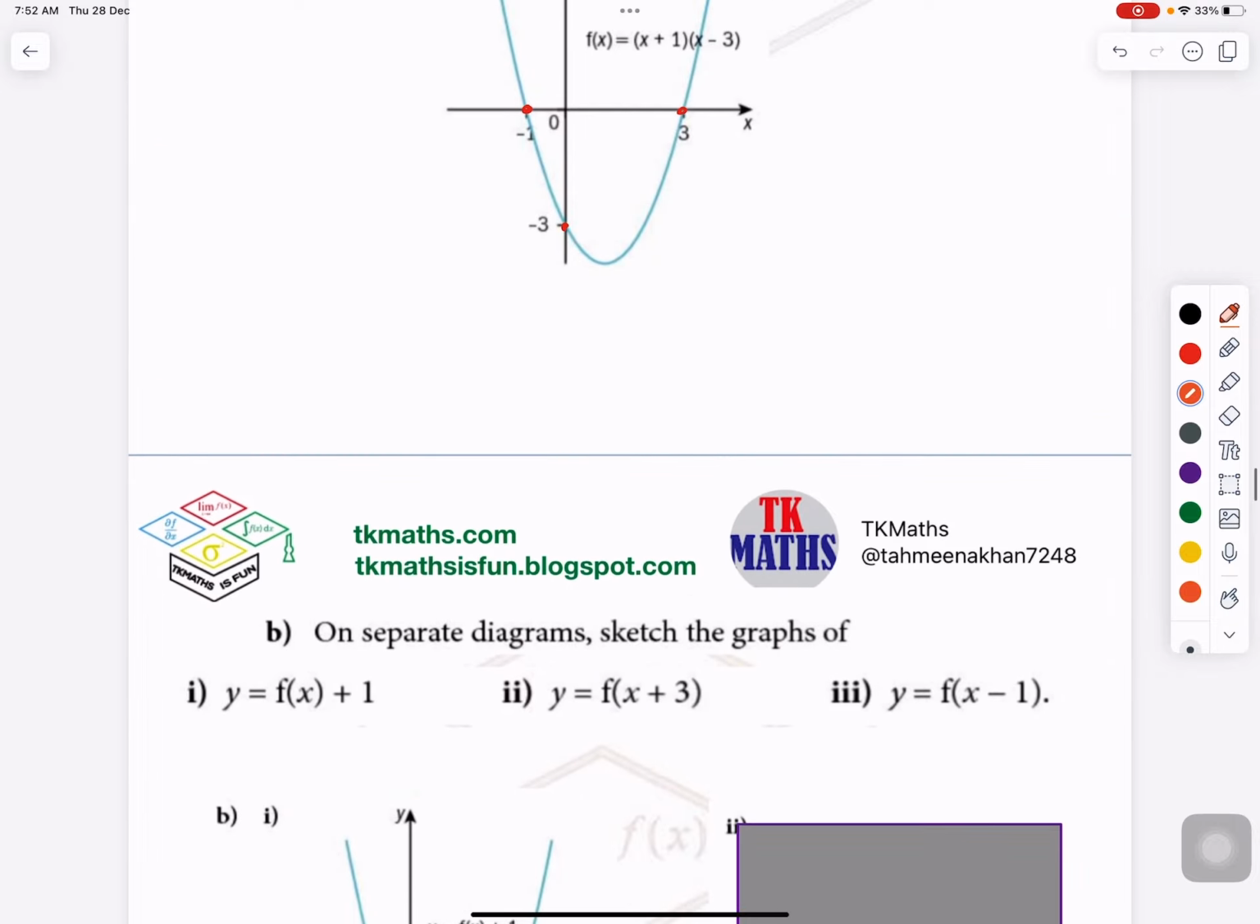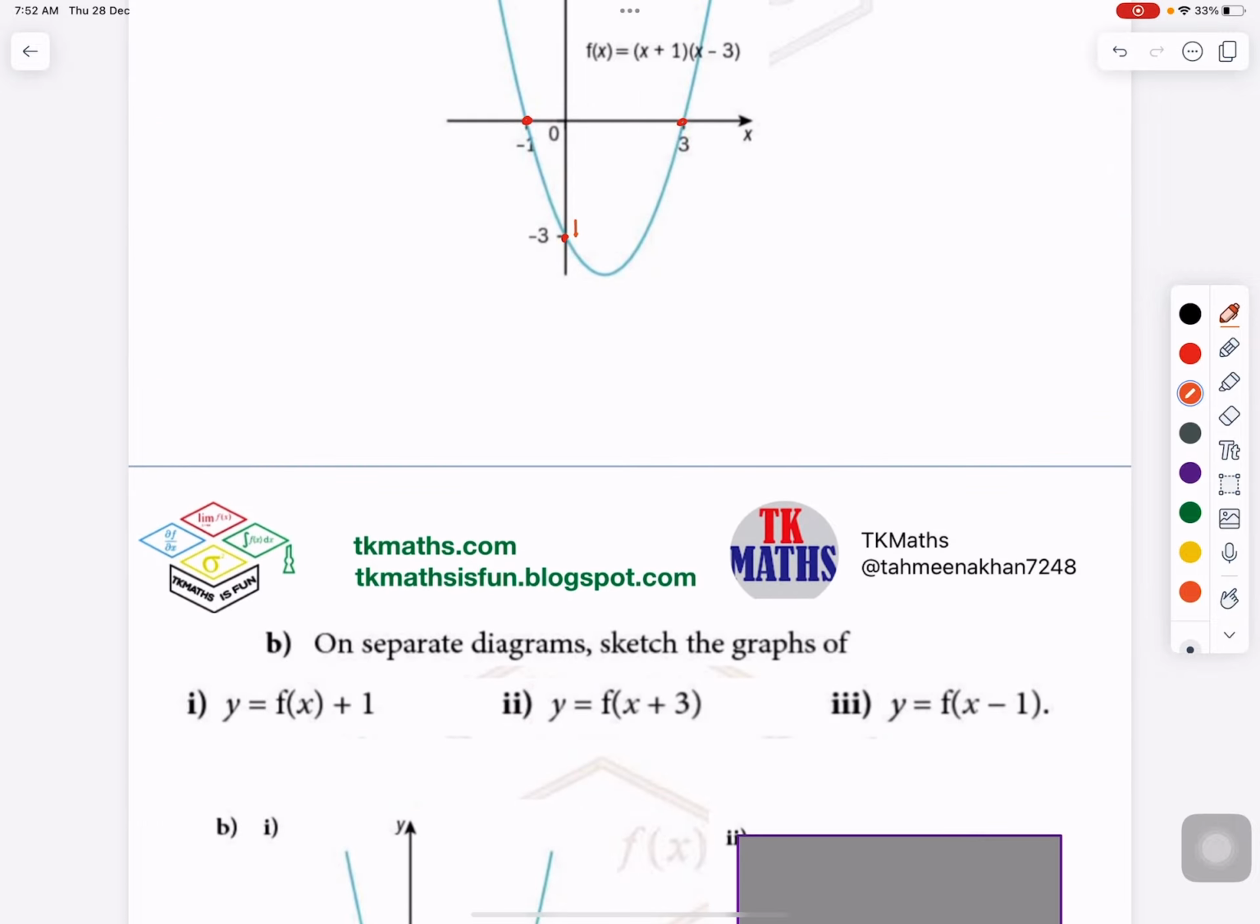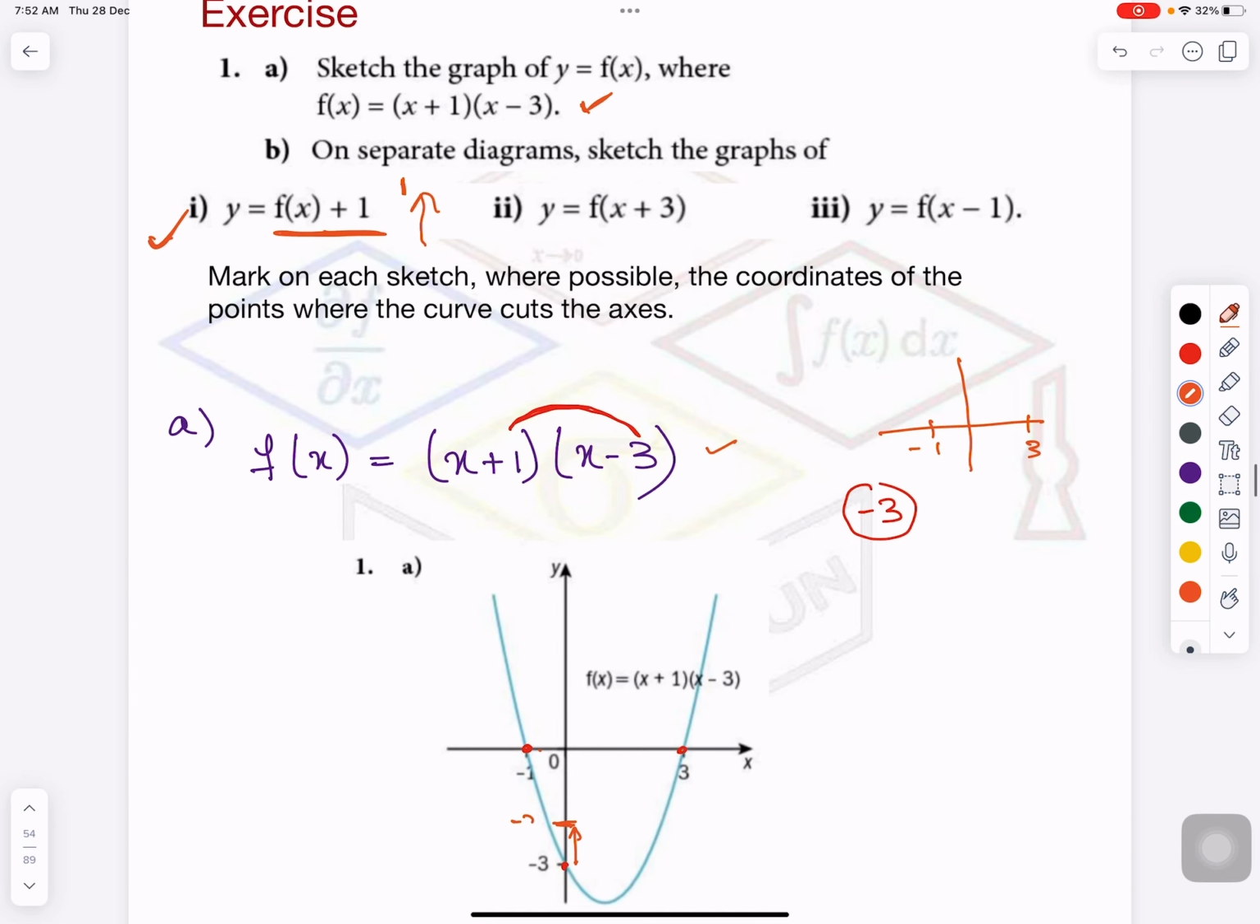And why is it so? Because it was minus 3 here. When it goes 1 unit up, it will pass through minus 2. But these points will be somewhere here. So that's why we are not mentioning it, because we are not solving it. And through moving it up, you cannot figure it out. So in a sketch, you are only highlighting what you can easily mention here. Okay, the next part of the question, the second part, is f(x plus 3).